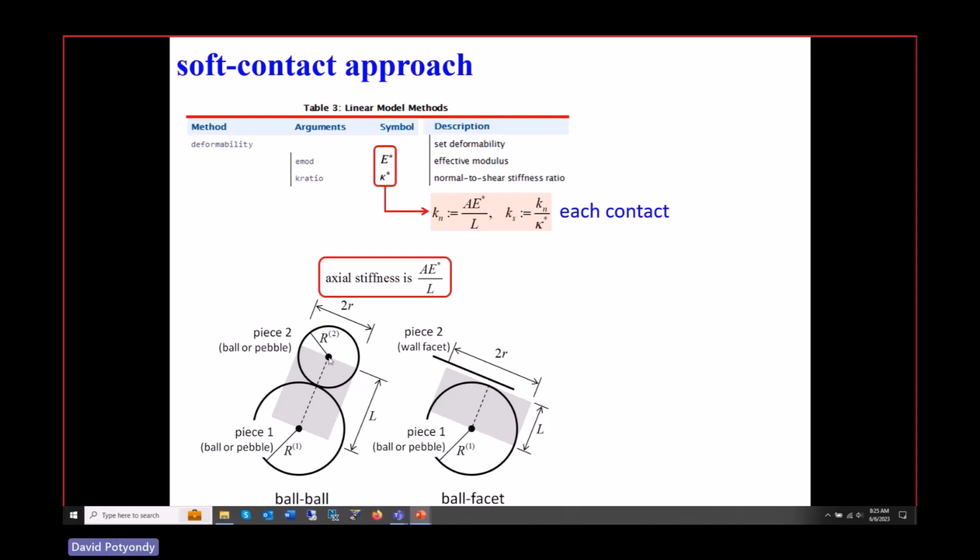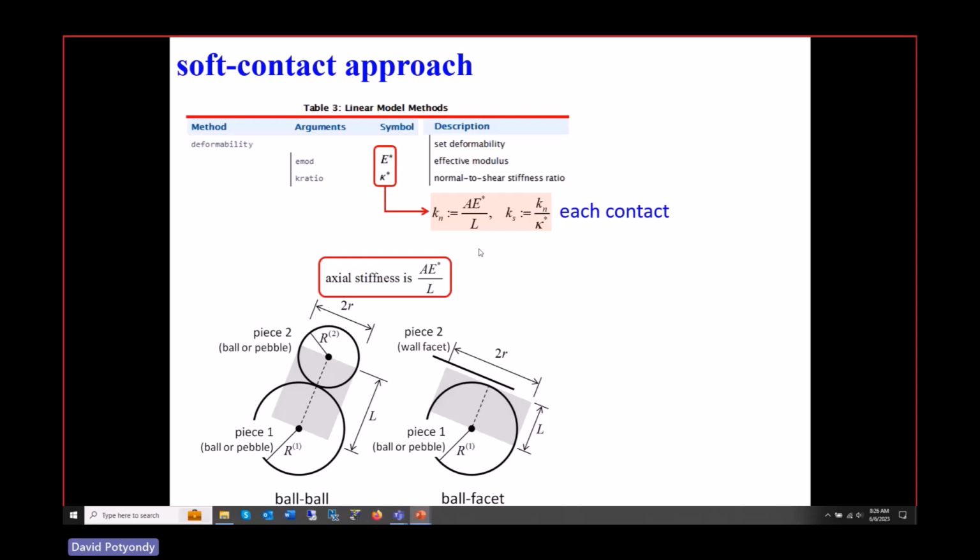It's as though this spring is supposed to behave like a cylinder cross section hunk of material between those two guys. Okay. And so by doing that, that's how we're going to set Kn. And then we're going to specify a normal to shear stiffness ratio, which we're going to designate as kappa star. And then if we know that, we can get Ks because it's Kn over kappa star. So these are going to be the micro properties that we are going to specify for our system.